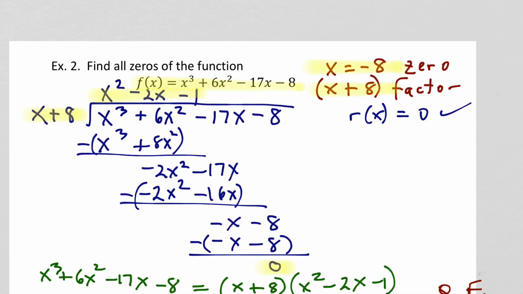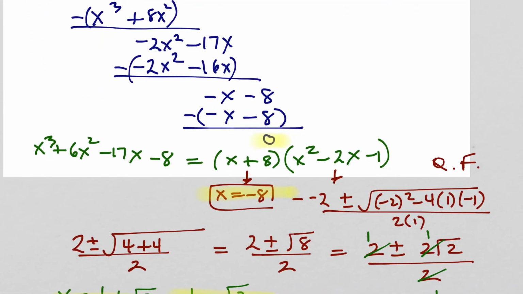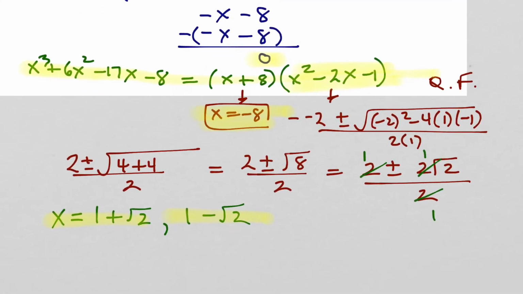Once I know that other factor, I can rewrite my function as x plus 8 times that factor. And I know that x equals minus 8 is one 0. So the other factor that we just uncovered is going to give me the other two zeros. If it's not factorable, I use the quadratic formula, which I had to do in this case, and I found my other two zeros. So that's the process.